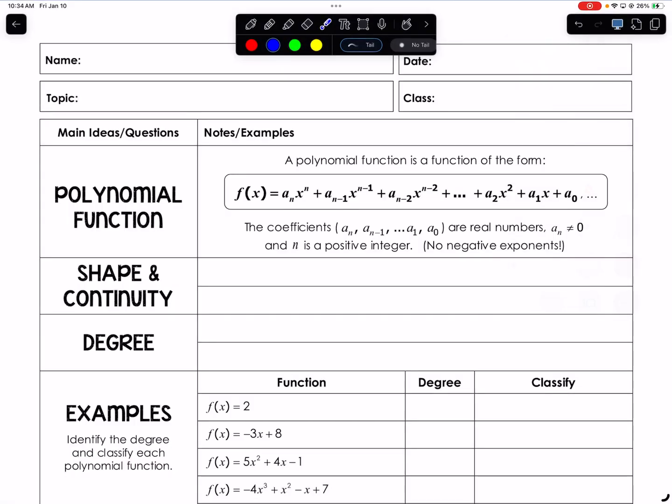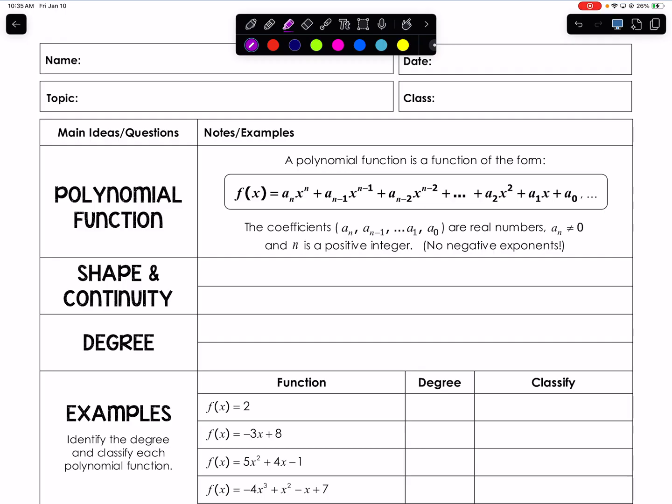There we go. Okay, so the polynomial function is in that lovely little form there. Doesn't that look like fun? Not so much. The coefficients a sub n minus 1 are real numbers. What's a real number? What is it not? It is not imaginary. Sometimes it's easier to think about what it's not as opposed to what it is.